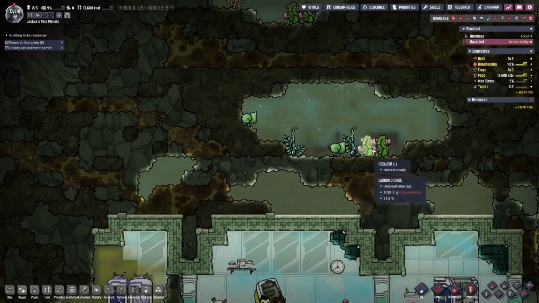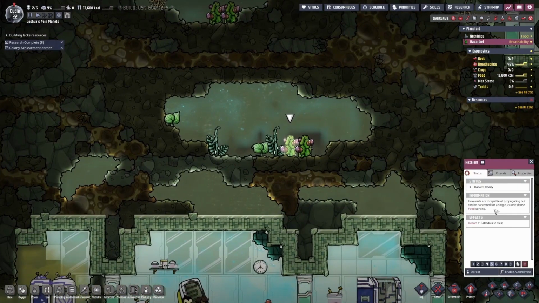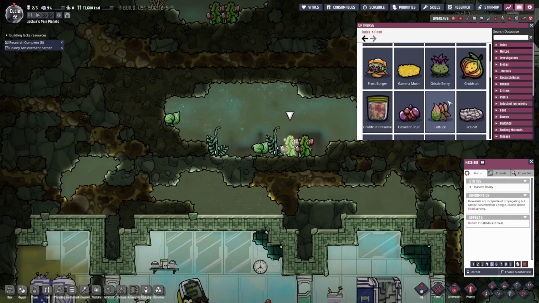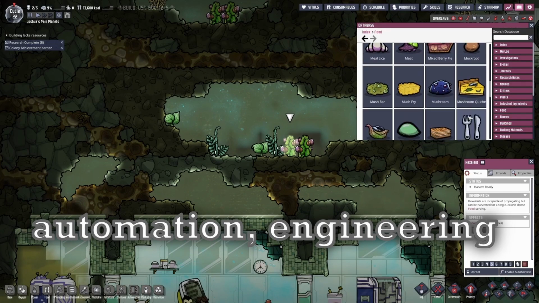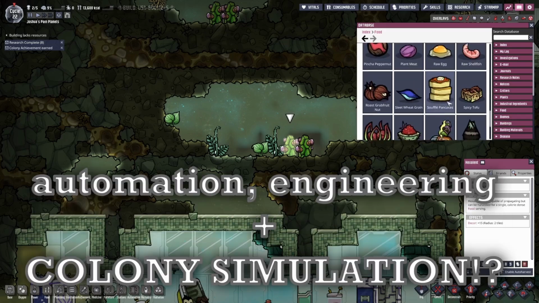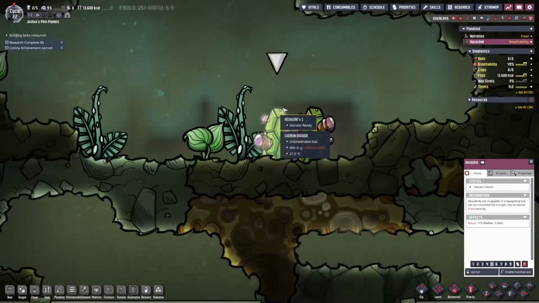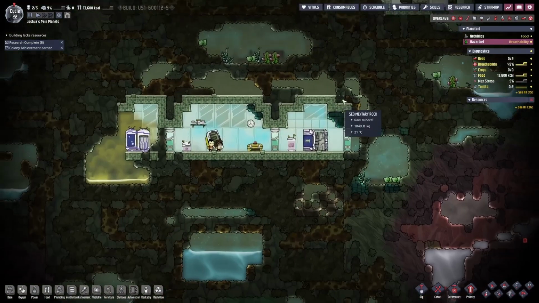It's extremely important to mention what makes Oxygen Not Included different. Why should you be playing Oxygen Not Included instead of other games? Well, not only is the art style of Oxygen Not Included unique, the type of genres it combines is extremely unique. Having a game loop which aligns with automation and engineering combined with a colony simulation leads to a very different experience from other titles in these genres.